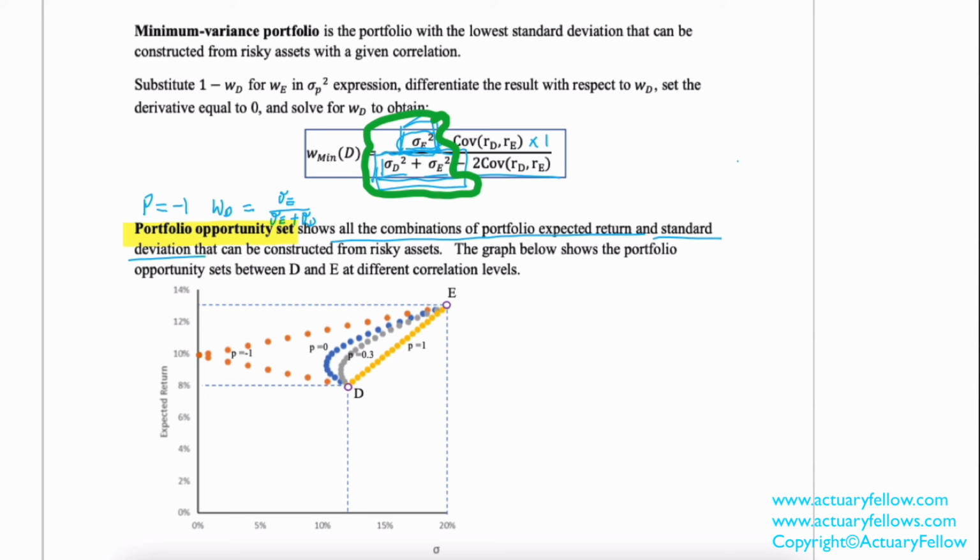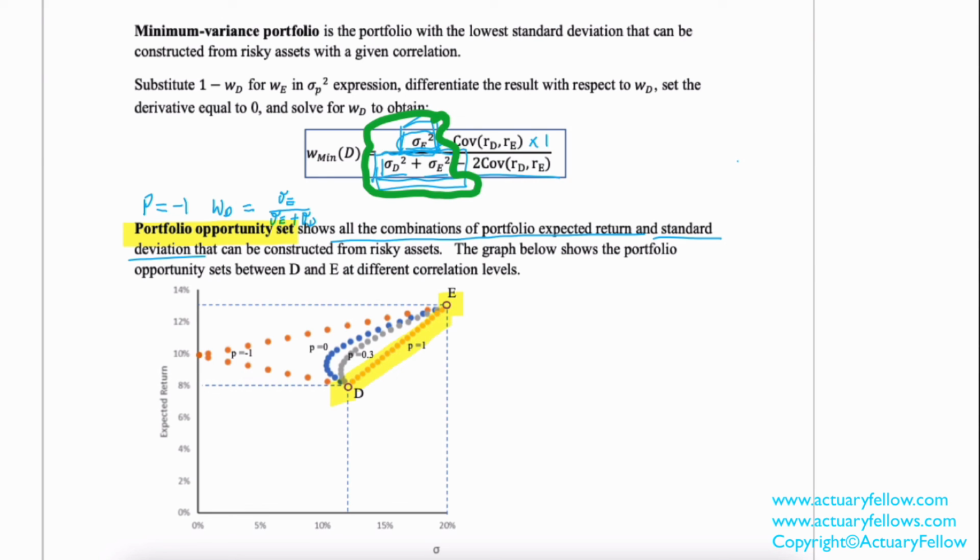In the graph, we have the opportunity set between the debt and equity fund at various correlation levels. To construct this graph, first identify the debt fund and equity fund on the graph. Second, graph the line for perfect positive correlation with correlation equal to 1. It's just a linear line between the 2 points. That's the yellow line.